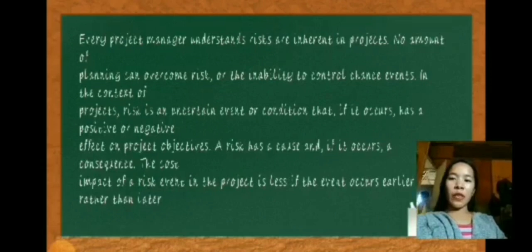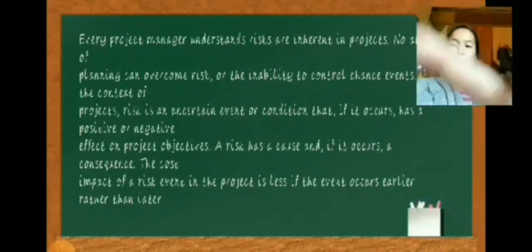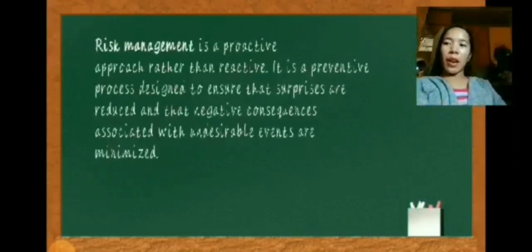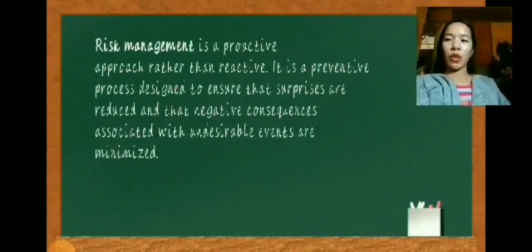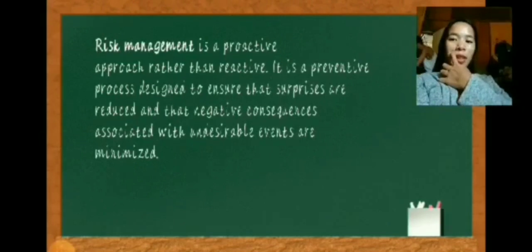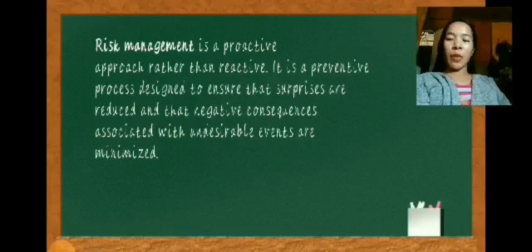Risk is an uncertain event or condition that, if it occurs, has a positive or negative effect on project objectives. A risk has a cause and, if it occurs, a consequence. The impact of a risk event in the project is less if the event occurs earlier rather than later. Risk management is a proactive approach rather than reactive. It is a preventive process designed to ensure that surprises are reduced and that negative consequences associated with undesirable events are minimized.